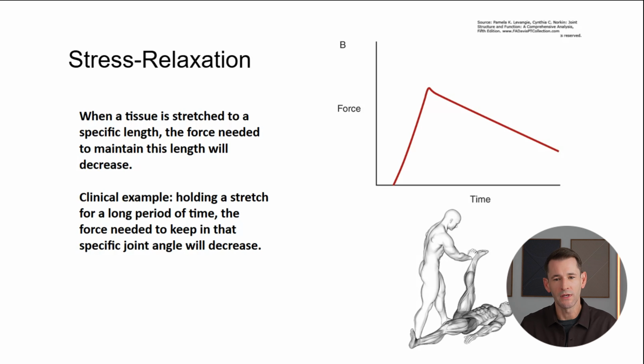An easy clinical example, and you can do this on a friend, on a partner in school, is to take somebody and put them into hip flexion, like a straight leg hamstring stretch. Find a position that has some resistance and just hold it. Over time, you will see that the force you need to push into the leg to maintain that 80 degrees, 90 degrees of hip flexion is going to decrease. That is stress relaxation. The force needed to maintain that length is going to decrease over time.